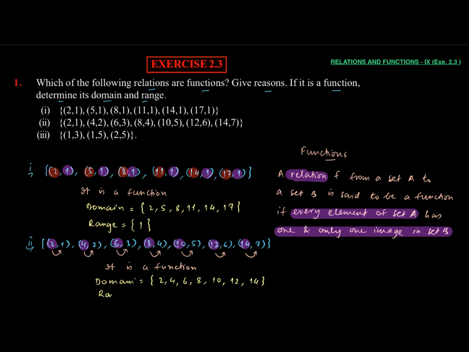And what will be the range of this function? Here again, it is the set of all the second elements of ordered pairs. So this set will have elements 1, 2, 3, 4, 5, 6 and 7.